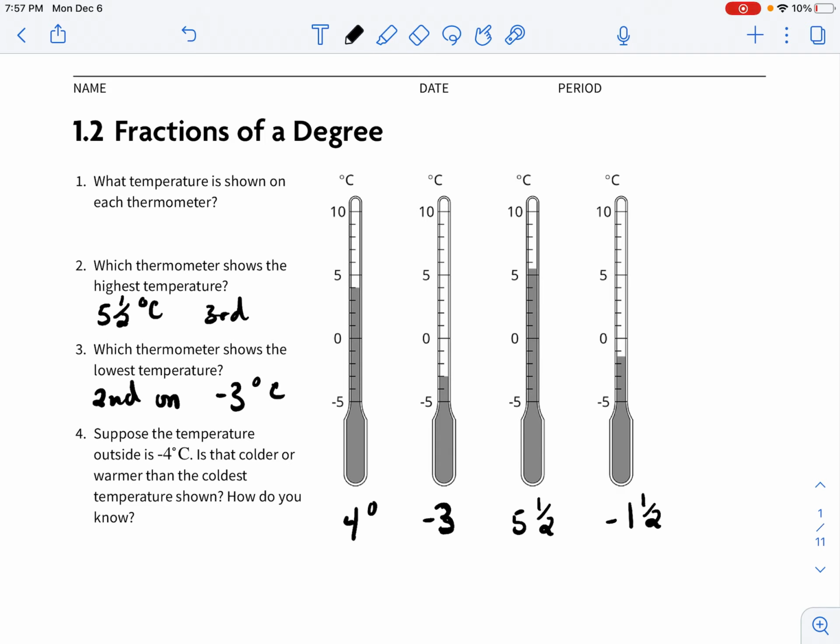Okay, suppose the temperature outside is negative 4 degrees Celsius. Is that colder or warmer than the coldest temperature shown? How do you know? It is going to be colder because negative 4 is further down on the thermometer than negative 3. The negative 4 would be right down here, and the further you get into the negatives, or the bigger the negative number, the colder it is.